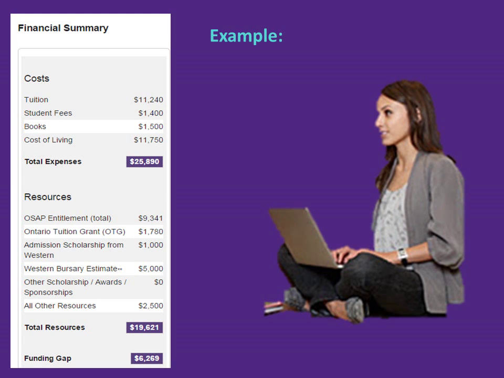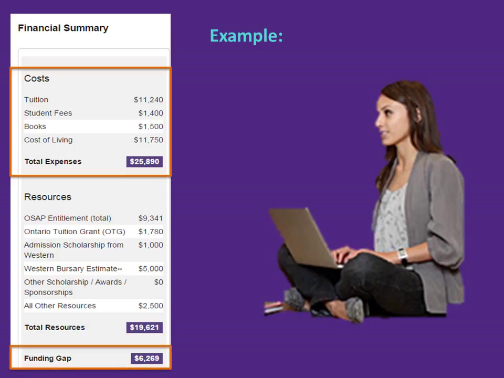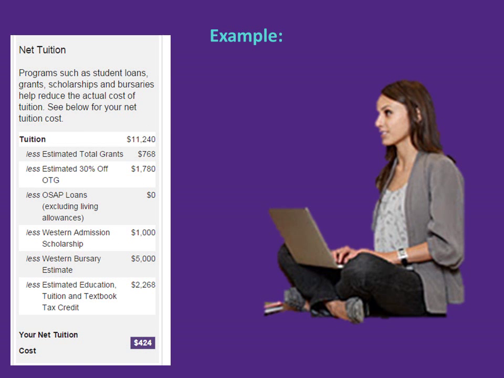In a second example, Jane is entering the Faculty of Engineering for first-year studies. Her expenses are based on the engineering fees and living off campus. The difference between Jane's costs and her available resources will need to be covered from other sources. When looking at her net tuition, we see that the cost has been reduced to $424 as a result of the financial support that she has received.